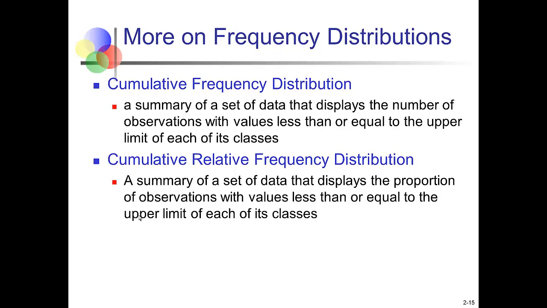That's what the word cumulative means. So the cumulative frequency distribution displays the number of observations less than or equal to the upper limit of the class, and I'll show you an example in a second. We see again cumulative. Now the word relative pops in here, frequency distribution. So the cumulative relative frequency distribution is a similar kind of thing. It's going to sum up the numbers, but this time it's summing up the proportion of observations less than or equal to the upper limit instead of the number.